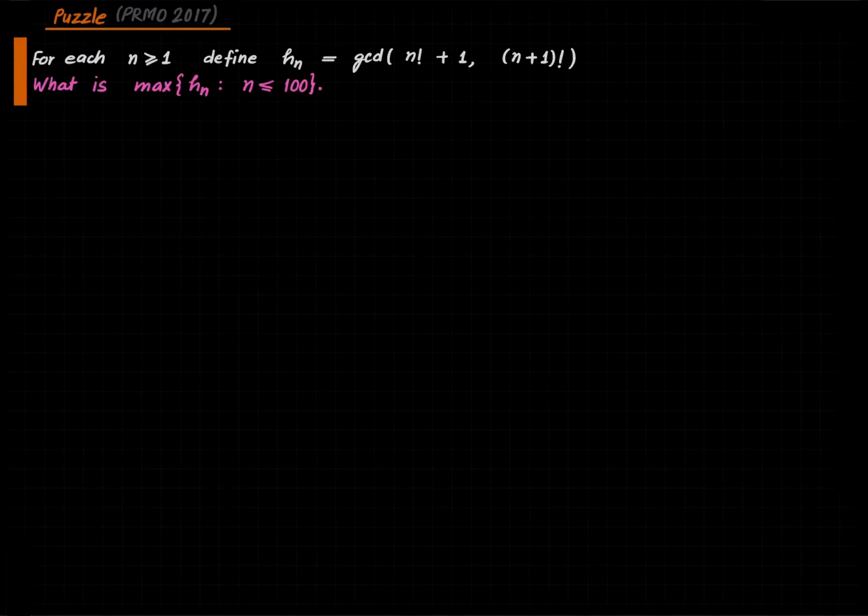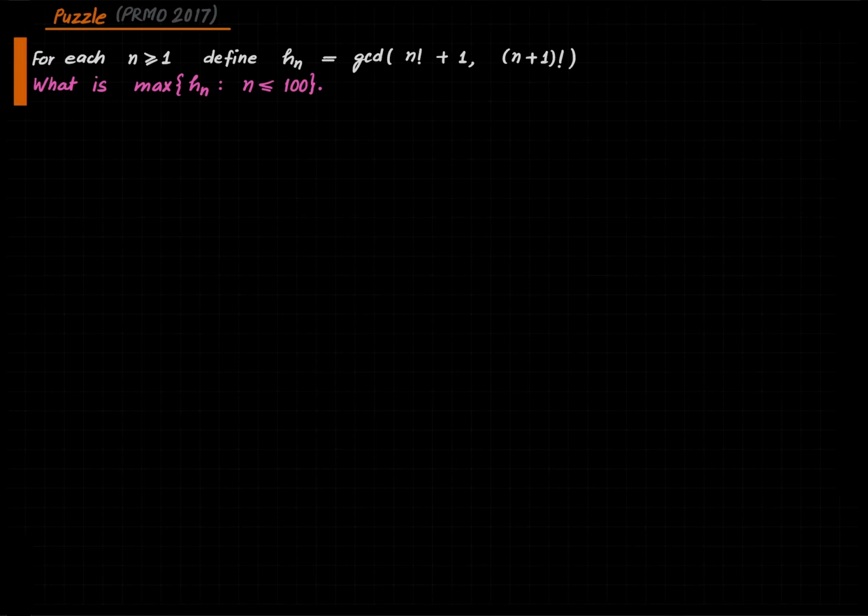So this is a nice puzzle. Fix a natural number n, and for each such natural number, define hn as the GCD of n factorial plus 1 and n plus 1 factorial. We are asked, what is the maximum of hn when n is at most 100? So think about it. It's not exactly simple or easy, but using Wilson's theorem, this is not that difficult either.